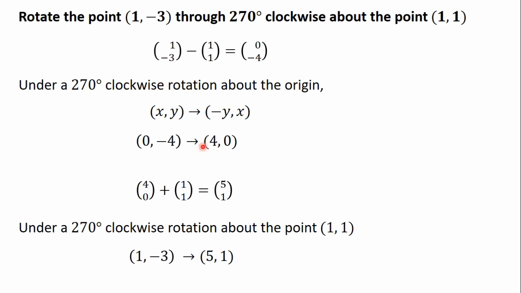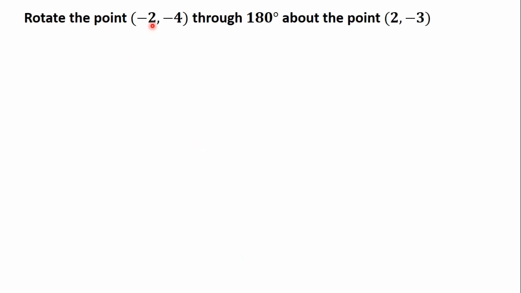Let's look at the last one. Rotate the point (-2, -4) through 180 degrees about the point (2, -3). So the point we are going to rotate is (-2, -4), and we are going to rotate it through a 180 degrees angle using (2, -3) as our center of rotation. We have learned that we are going to do this in 3 steps.